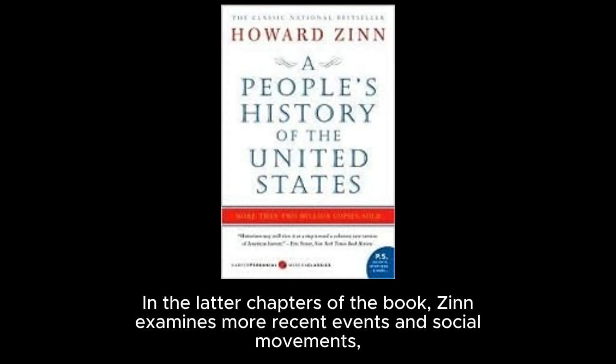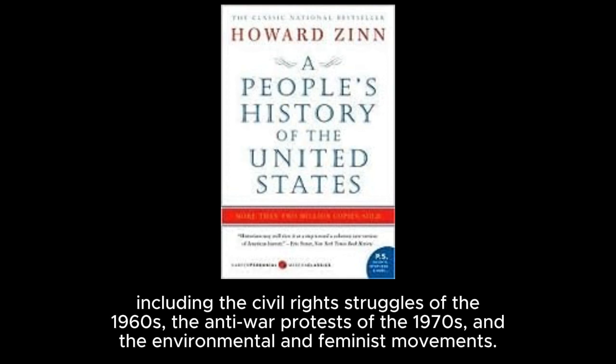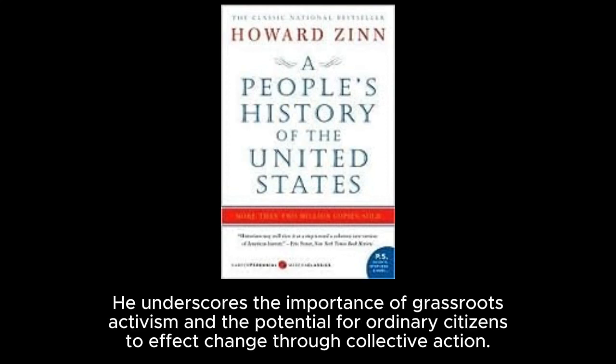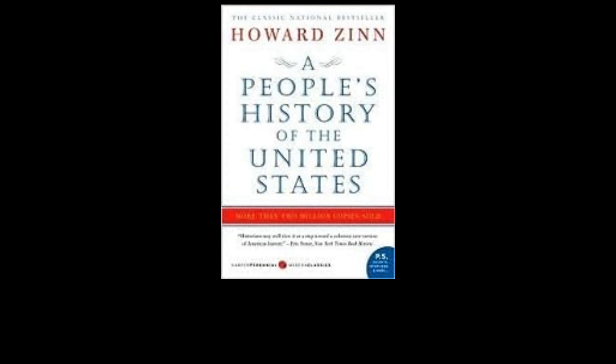In the latter chapters of the book, Zinn examines more recent events and social movements, including the civil rights struggles of the 1960s, the anti-war protests of the 1970s, and the environmental and feminist movements. He underscores the importance of grassroots activism and the potential for ordinary citizens to effect change through collective action.